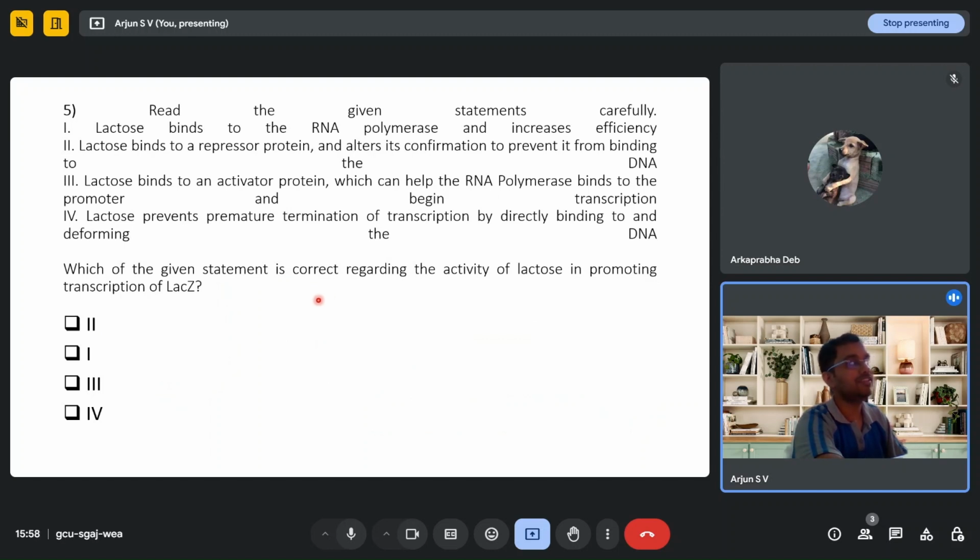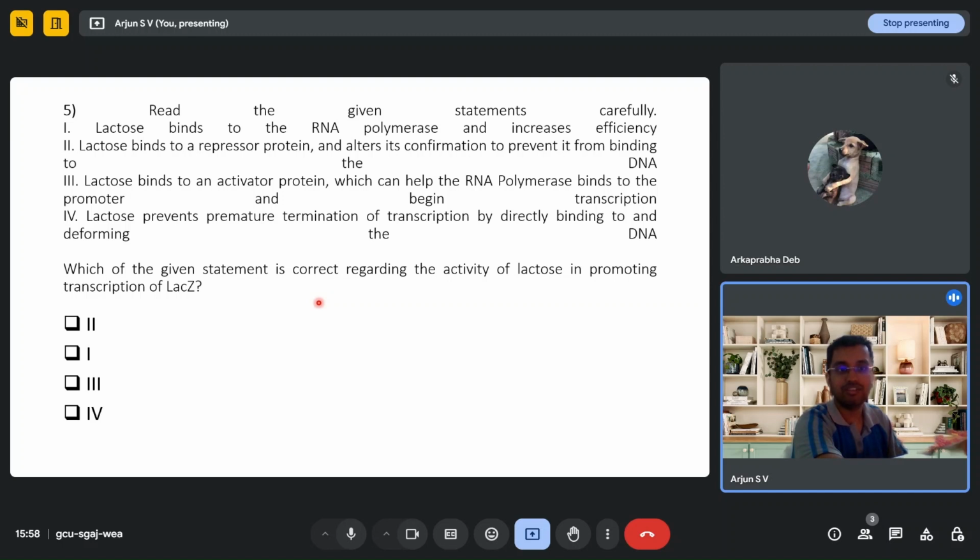So read the given statements carefully. Lactose binds to the RNA polymerase and increases efficiency. Lactose binds to the repressor protein and alters its conformation to prevent it from binding to the DNA. Lactose binds to the activator protein, which can help the RNA polymerase bind to the promoter and begin transcription. Lactose prevents premature termination of transcription by directly binding to and deforming the DNA. Which of the given statements is correct regarding the activity of lactose in promoting transcription of lacZ?